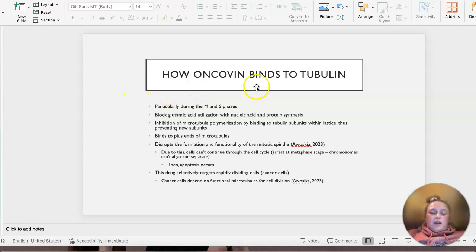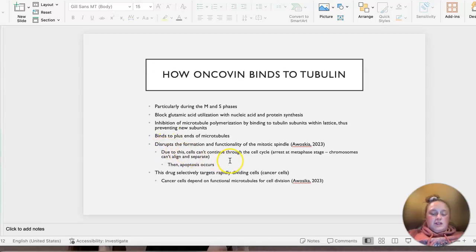So, how Oncovin binds to tubulin. This happens particularly during the M and S phases of cell division. It blocks glutamic acid utilization with nucleic acid and protein synthesis. It inhibits microtubule polymerization by binding to tubulin subunits within the microtubule lattice structures, thus preventing new subunits. It binds to the plus ends of the microtubules, and therefore disrupts the formation and functionality of the mitotic spindle.